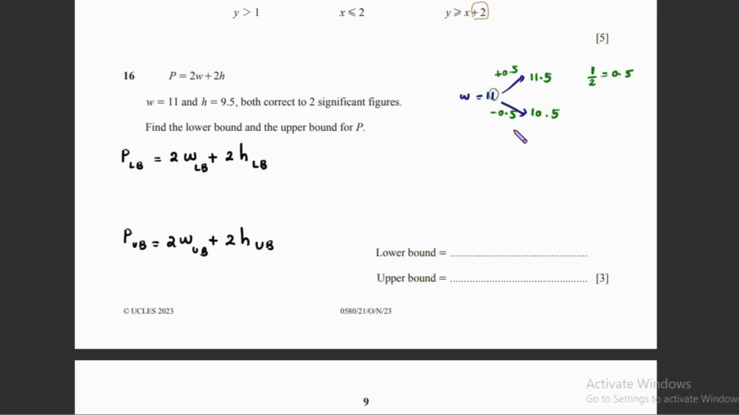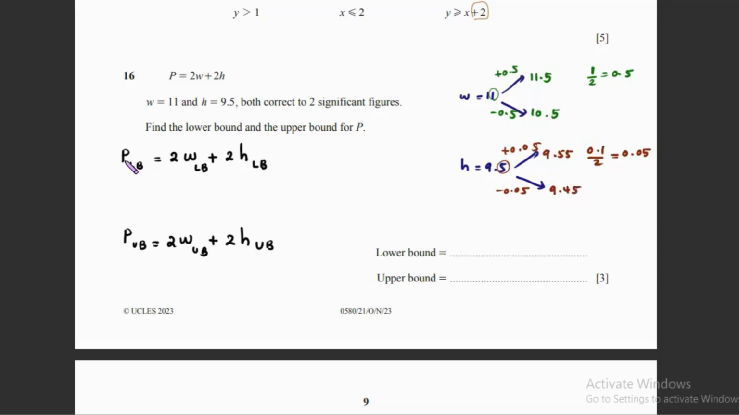In this case, we are also going to find what h is. So h is equal to 9.5. That is also given correct to 2 significant figures. But our second significant figure in this case is the 5, which belongs to the tenths column. So the place value of that column is a tenth, which is the same as 0.1. That has to be divided by 2, which is 0.05. This is the amount that has to be added or deducted to calculate the upper bound and the lower bound. So therefore, the upper bound will be 9.55 and the lower bound will be 9.45.